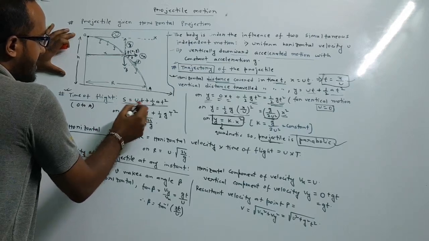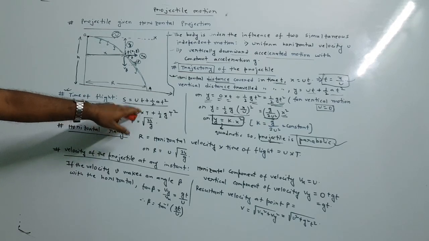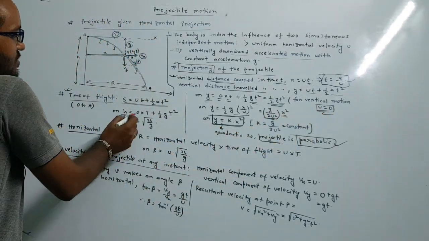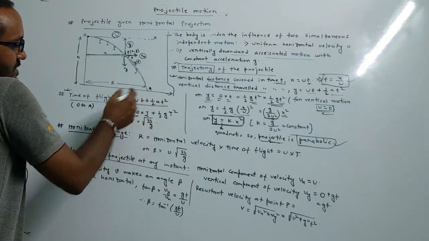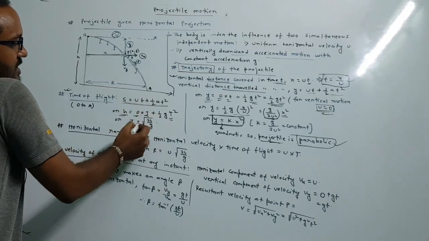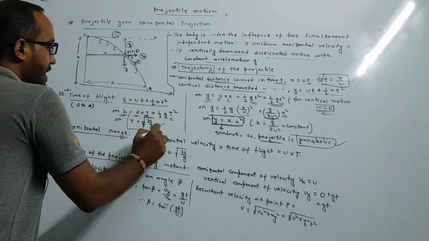Or what is the horizontal motion? In vertical motion you have to take u as 0. We have already talked about this. U goes to 0, so 0 into t, in place of t write capital T, half g capital T square. So from this we got T equals root under 2h by g. That is our time of flight.